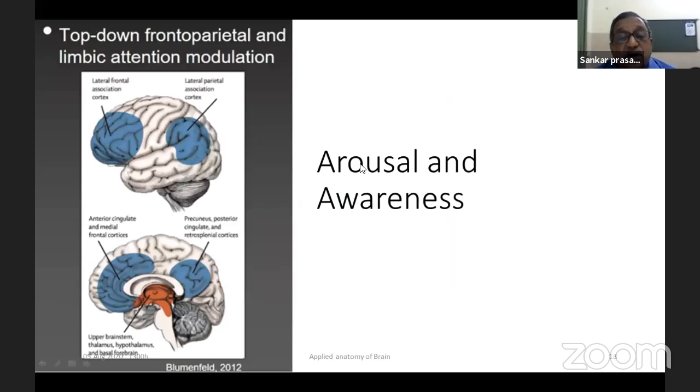And the other one is a top-down frontoparietal and limbic attention modulation system, which mediates the various areas of brain function through connections and networking. This includes the lateral frontal association cortex, lateral parietal association cortex, anterior cingulate and medial frontal cortices, and the upper brainstem, thalamus, hypothalamus, basal forebrain, precuneus, posterior cingulate, and retrosplenial cortices.